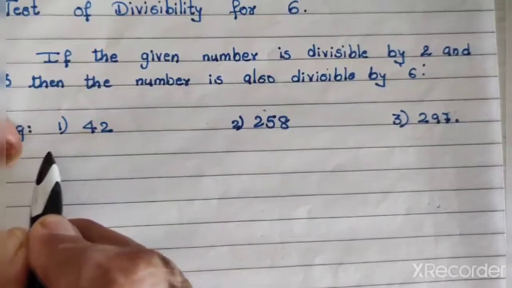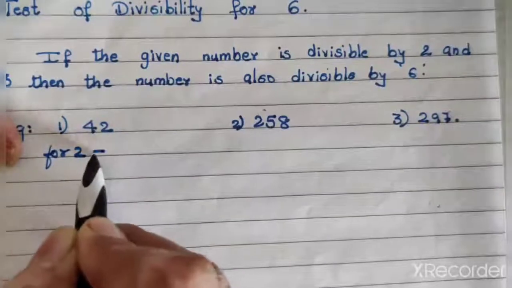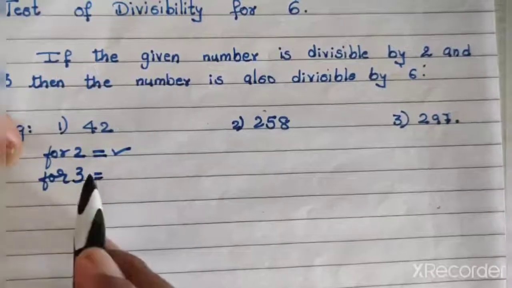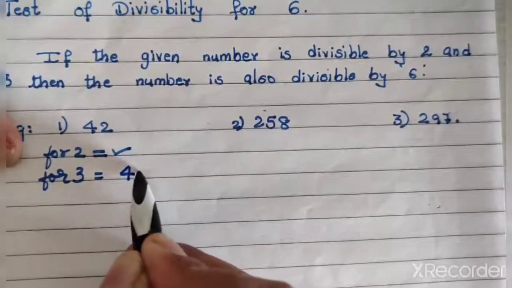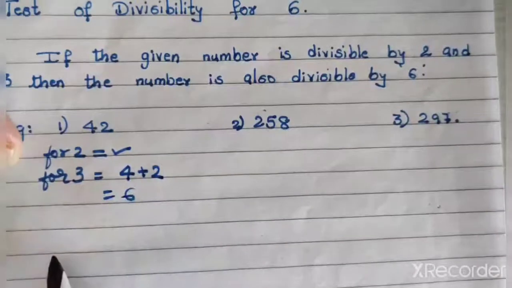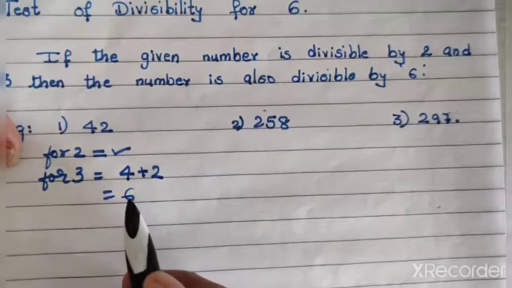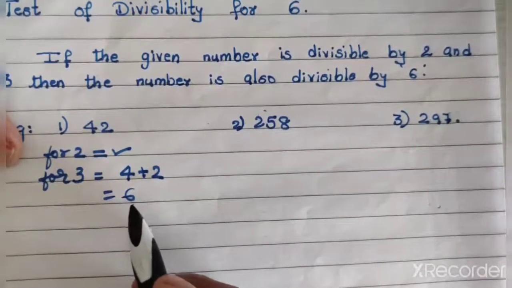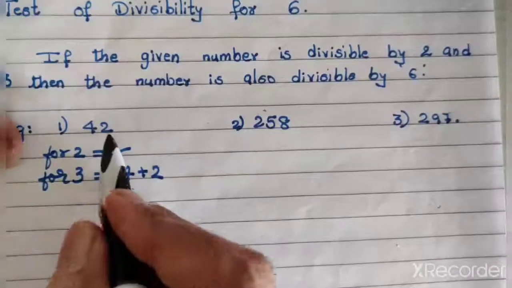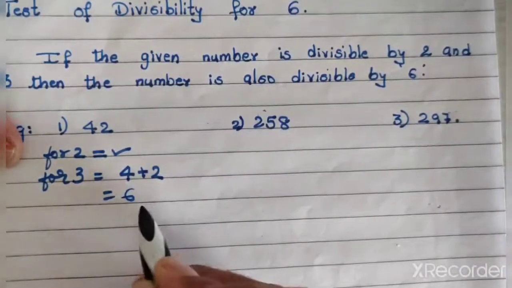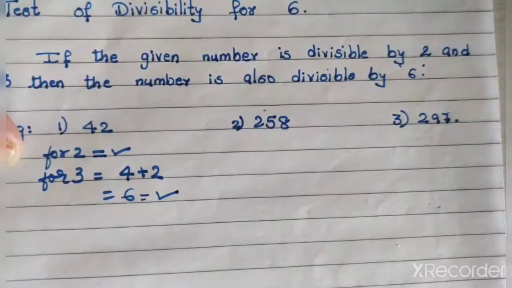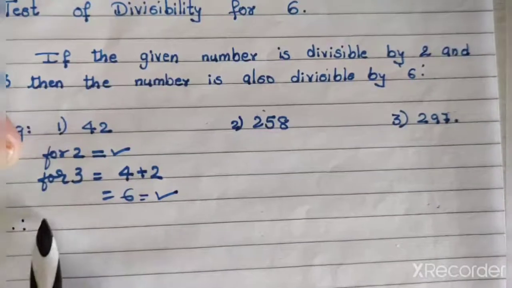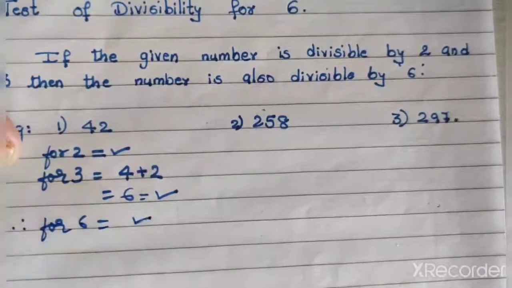So for 2 it is yes, but for 3, let us check. How do we do it for 3? We are going to add the digits. 4 plus 2 equals 6. And yes, 6 is a multiple of 3, 3 2s are 6. We can also say 6 is divisible by 3. Then the whole number 42 is also divisible by 3. See, for 2 also it is yes, and for 3 also it is yes. So definitely for 6 it is yes.